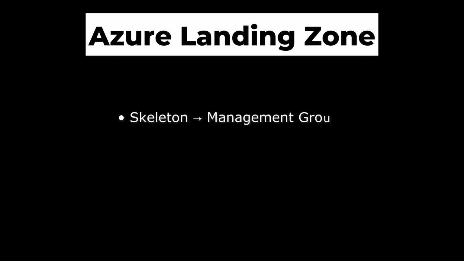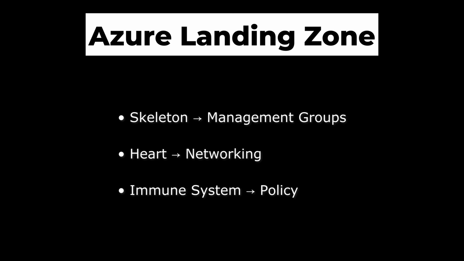That's the shift. Now you understand the anatomy: the skeleton, management groups. The heart is networking, and the immune system is the Azure Policy. This is what real cloud architecture looks like, not diagrams, systems that enforce behavior.